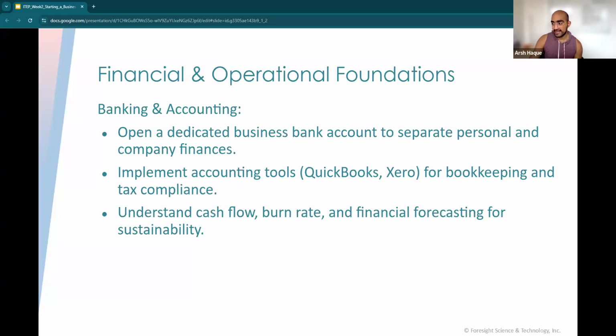A couple other questions in the chat. Could you compare the pros and cons for setting up a business in Delaware versus your home state? Yeah, this is Delaware historically. This is changing a little bit at the moment, which is a little strange because this advice has been true for decades at this point.